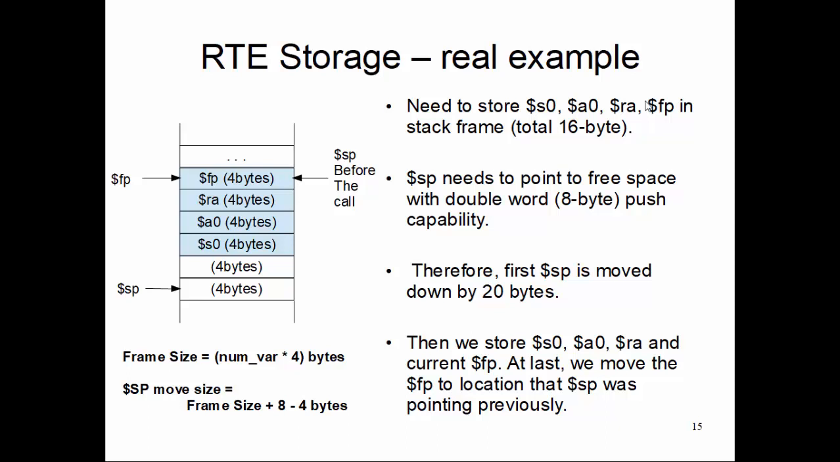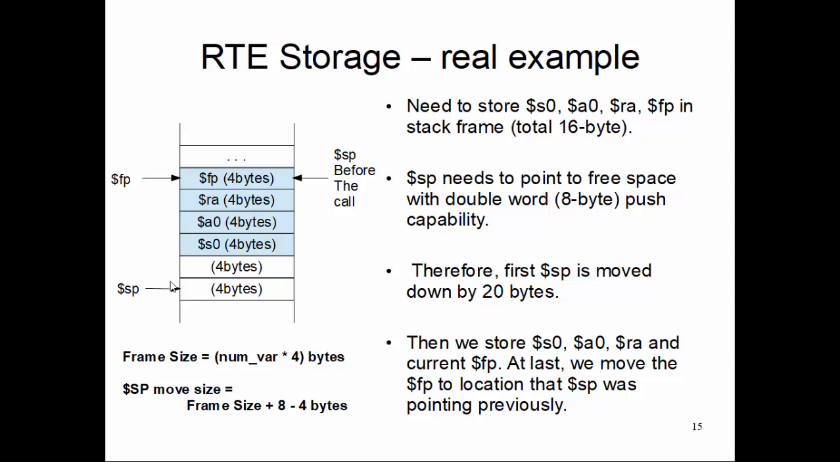Now, how many bytes do I need? Each register is 4 bytes, so I need 16 bytes of total storage in the stack. That's my frame size. Frame size is the number of variables times 4 bytes. And how many bytes do I need to move the stack pointer? Remember, when we jump and link into the function, our stack pointer was in the place where the frame pointer is now pointing.